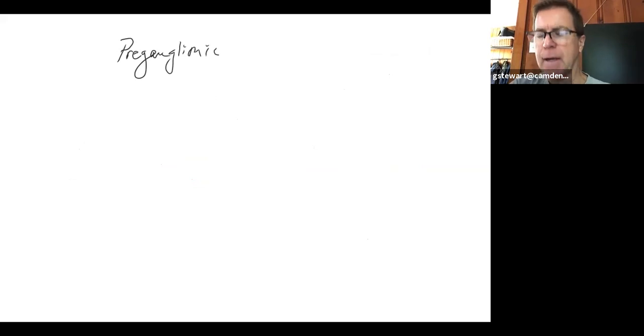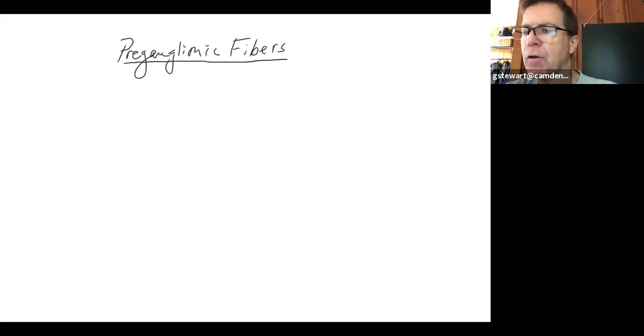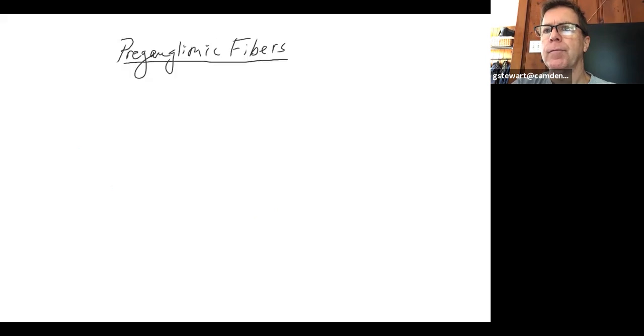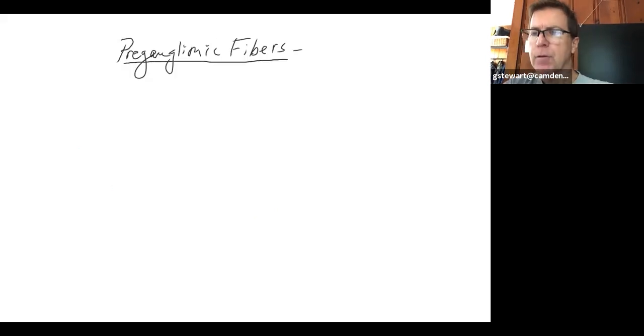So preganglionic fibers, and I hate to keep going back and forth, but just so you know, we're talking about preganglionic fibers. In this case, we're talking about these, starting here and going to this juncture. So this would be a preganglionic fiber, okay? Now I'm going to quickly go back to these fibers, and they're just axons is what we're talking about.